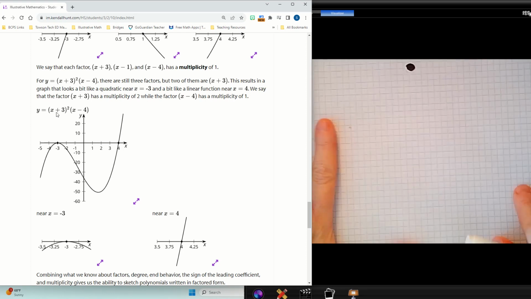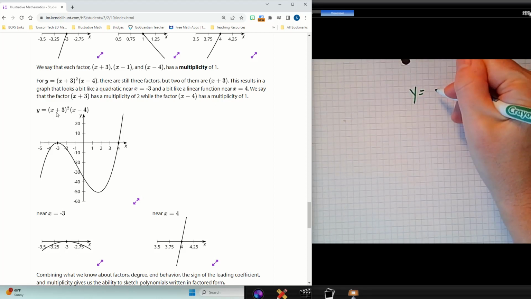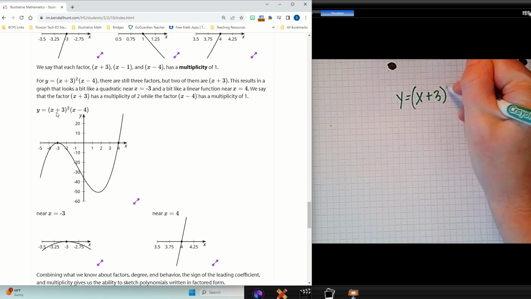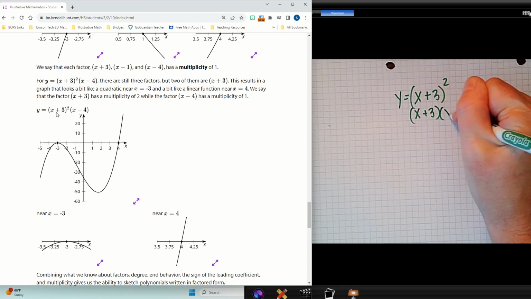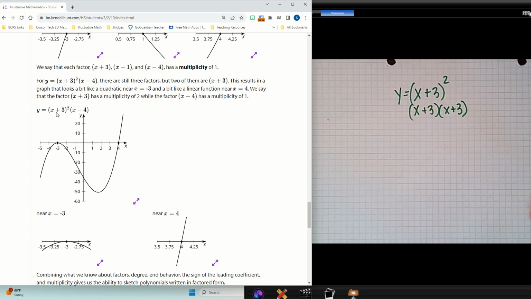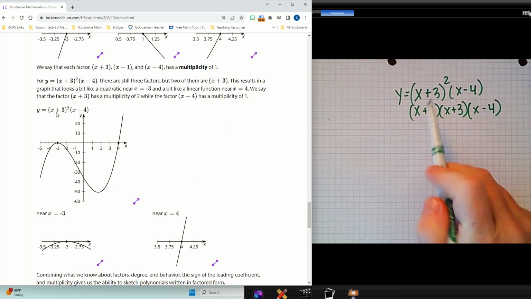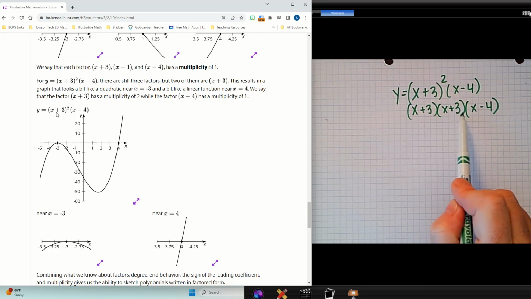So if I'm looking at this graph, y equals x plus 3 to the second power. What that is, is x plus 3 times x plus 3. I encourage you to write this out, so you can see it. And then x minus 4 times x minus 4. Okay? And again, I would encourage you to expand when you have 2 of something so you can see it.